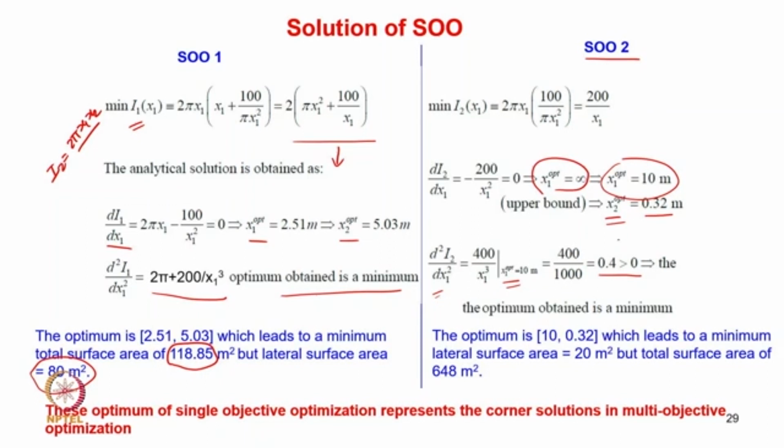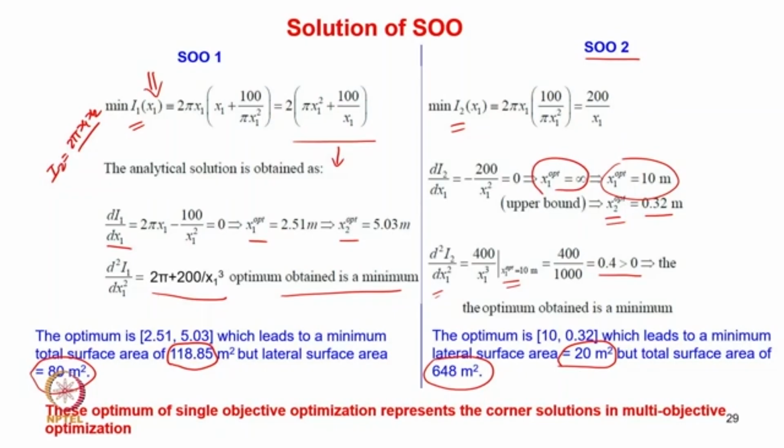Now I can use this optimum solution in this objective function, and I can calculate what the objective value is. So the objective value of the lateral surface area comes around 20 meter square. And if I put this x1 x2 in this original I1, I can calculate the total surface area, and that total surface area comes around 648 meter square.